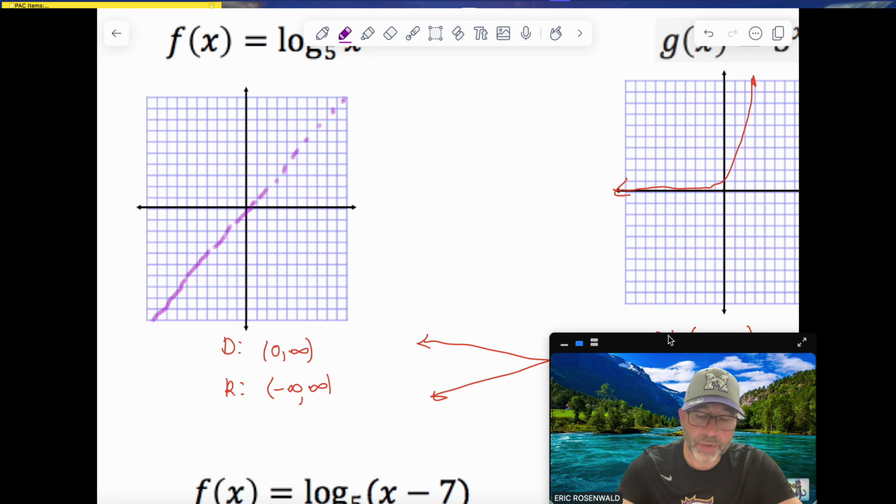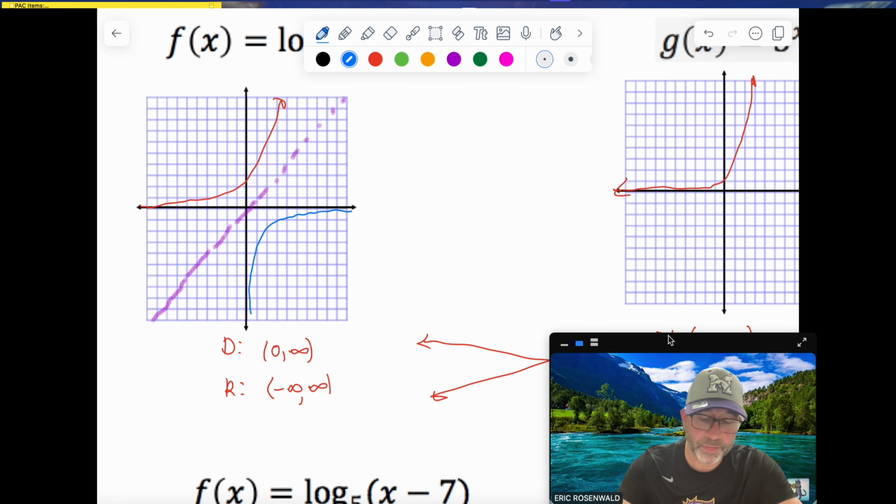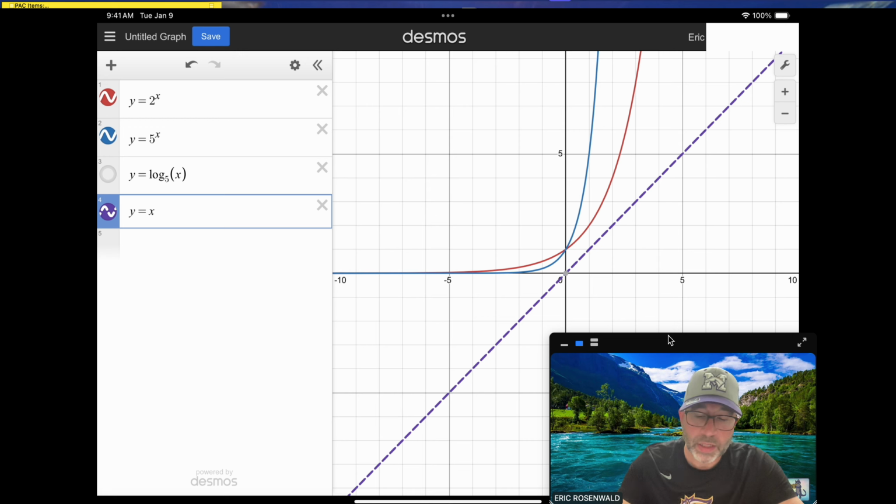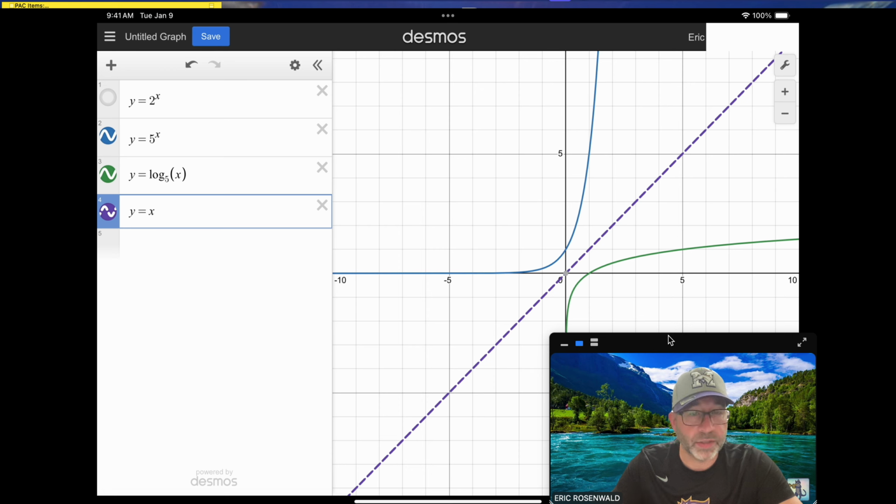The original graph that we saw was this graph right here. Well, if we see its reflection, it should actually go down here. Let's see if that's what happens. Okay, let's turn this one off. There's y is equal to 5 to the x power. There's y is equal to x in the middle, and there's the reflection where it's log base 5 of x. So it reflects directly over that.